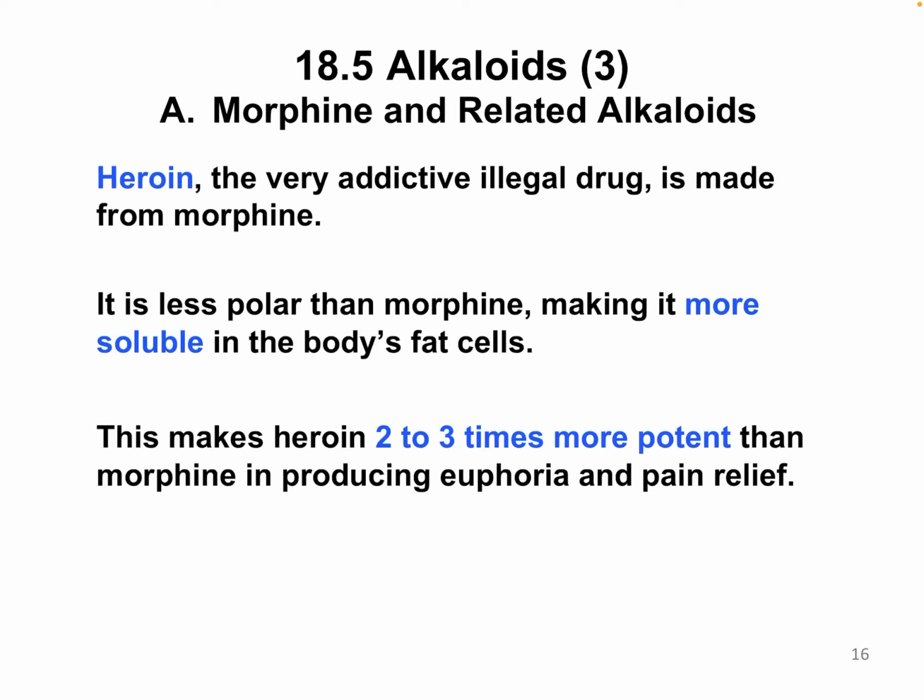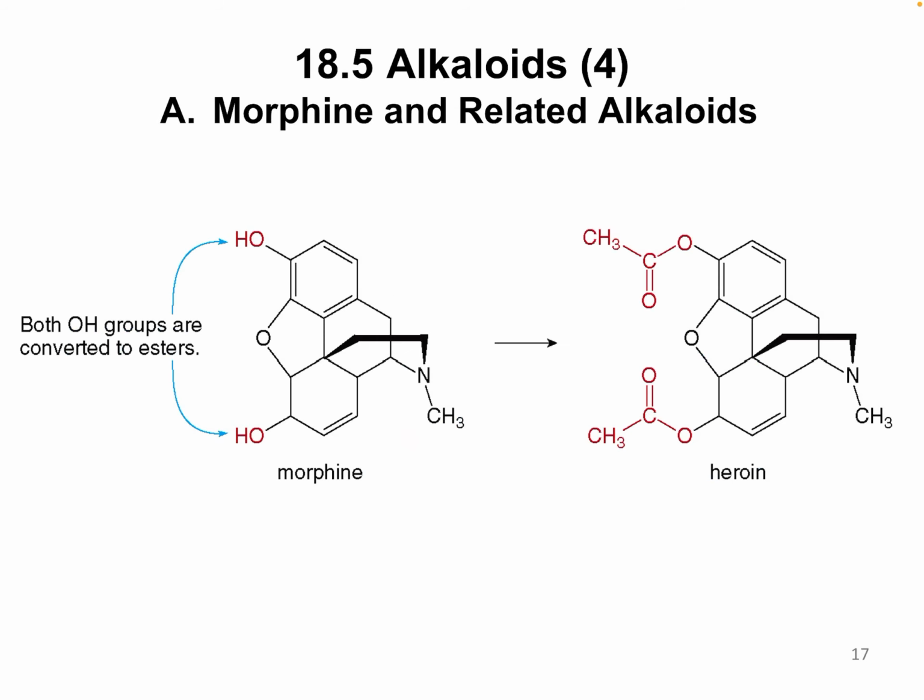And because it's less polar than morphine, it stays around in the body longer because it's more fat soluble. So take a look at the difference between morphine and heroin. Not a huge difference. All that we've done is turn a couple of alcohol functional groups into ester functional groups, and that is what makes heroin less polar than morphine and makes it stick around in fat for longer.